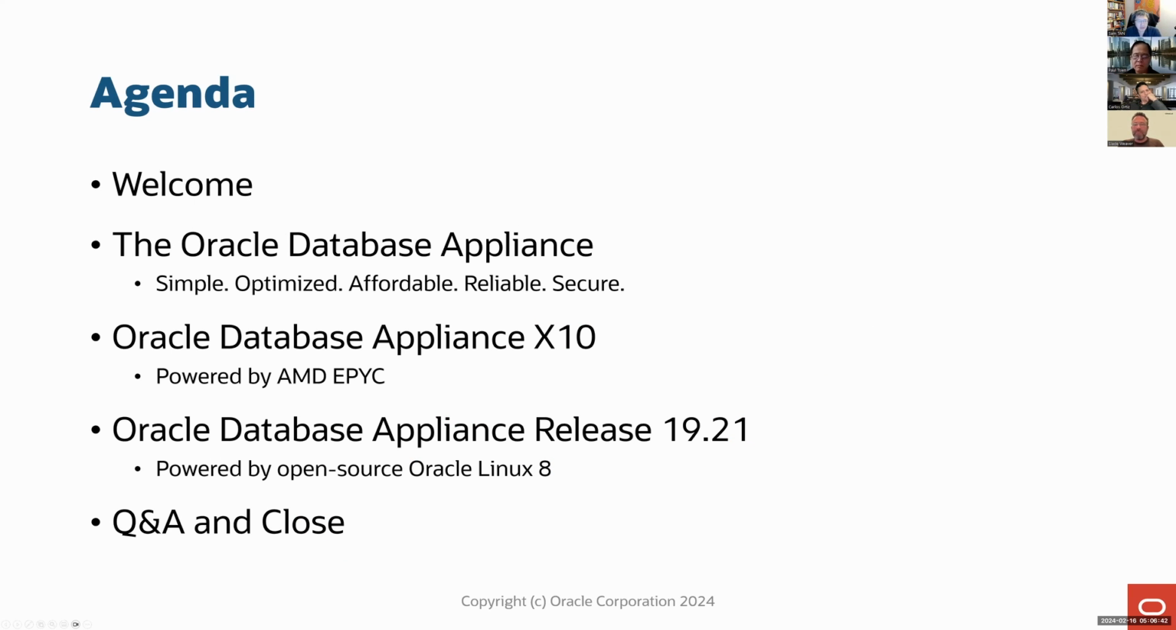Today's agenda, we'll be talking about ODA X10. We'll talk a little bit about the origins of the ODA and the value propositions that the ODA brings to the table. And then we'll talk specifically about what's new in the ODA X10, which was released late last calendar year, and the new ODA software release 19.21, which was also released at the end of last year, if not early this year. We'll try and get through all of this in about an hour. And then if we have time, we'll do some Q&A and a little bit of closing. And we'll see how we go with that today.